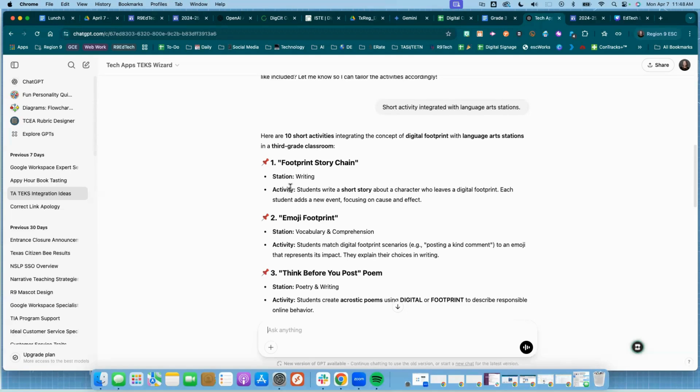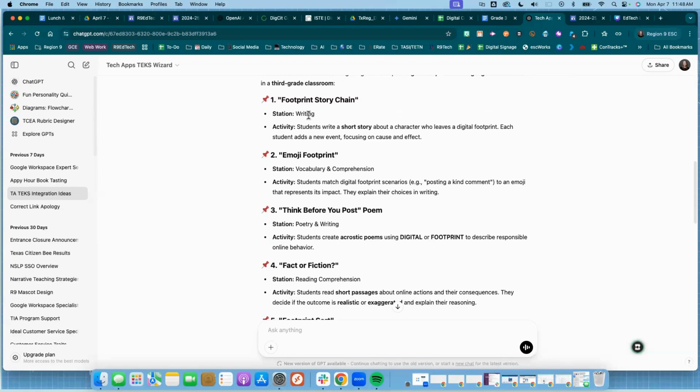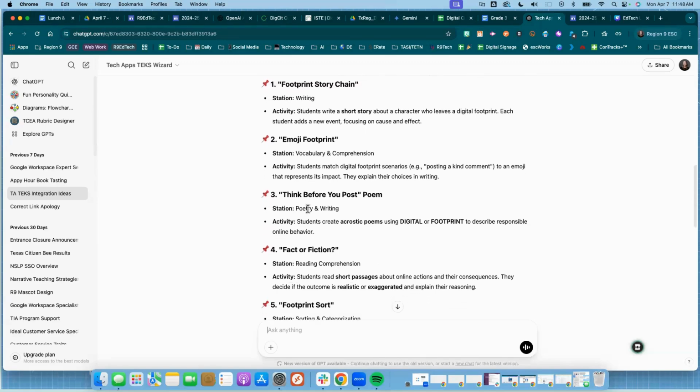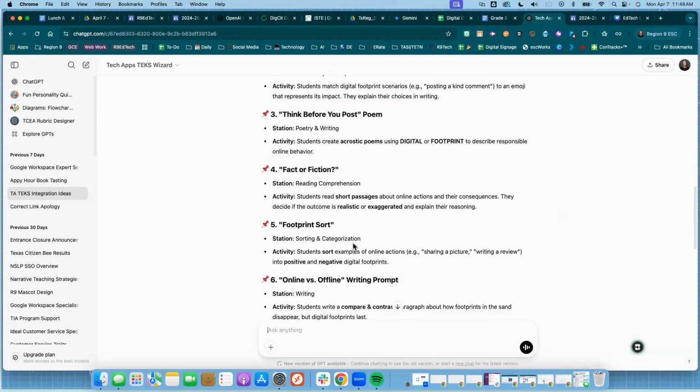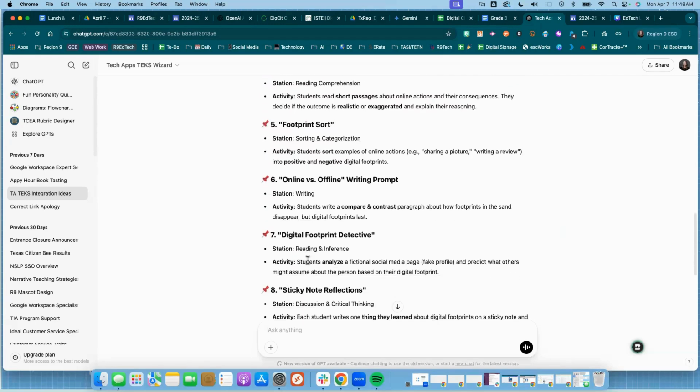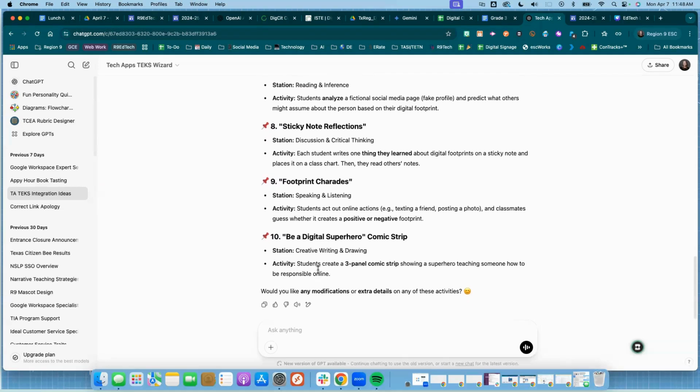But it might not be quite so robust. So you might have to copy paste and ask, okay, can you expand this out? Can you give me the student instructions for this so that you get a full station built for them? But they broke it down into lots of different places: writing, vocabulary, poetry, reading comprehension, sorting and categorization, writing, reading, discussion, speaking and listening, and creative writing and drawing.